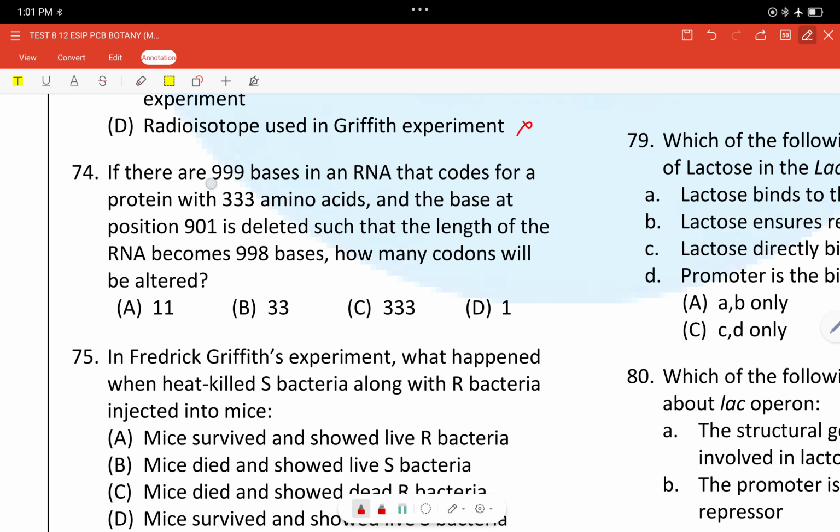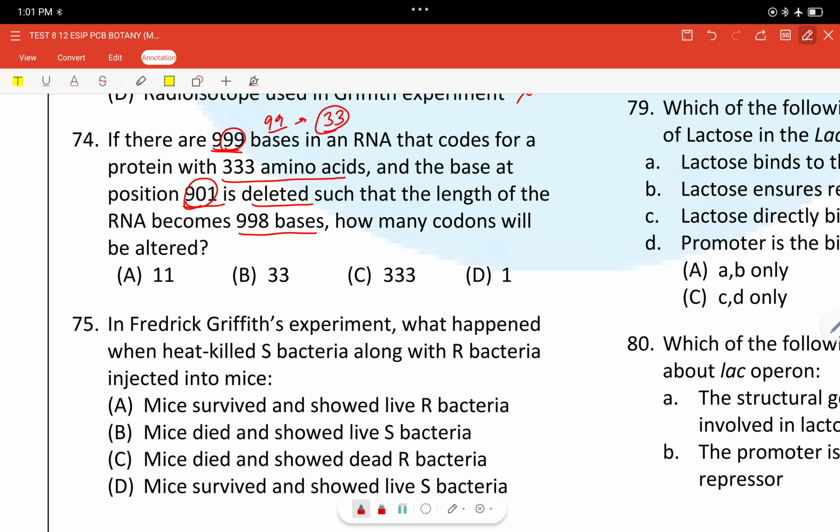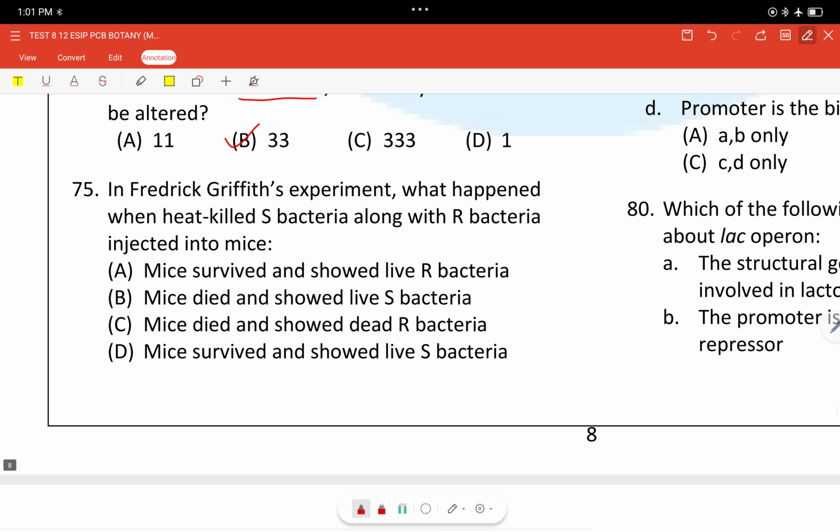If there are 999 bases in an RNA that codes for a protein with 333 amino acid, and the base at position 901 is deleted, so there is mutation at 901 nitrogenous base, such that the length of the RNA becomes 998 bases. How many codons? So after 999 nucleotides are there which code for 33 amino acids, correct? So the mutation is at this position, so almost 33 amino acids are altered.